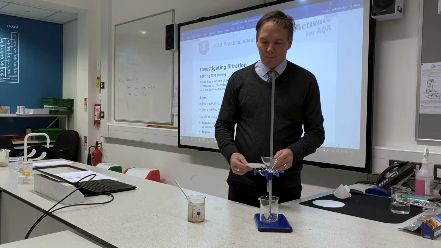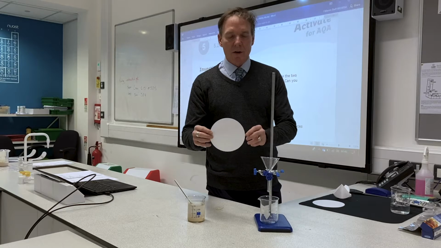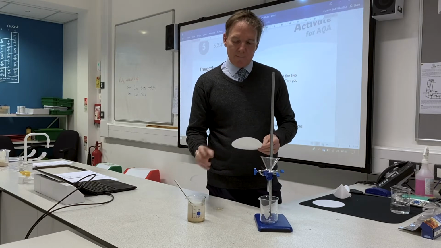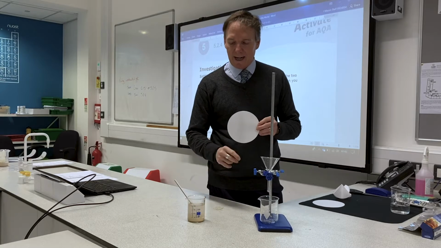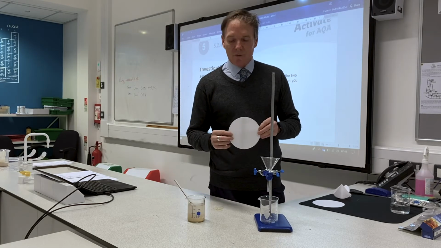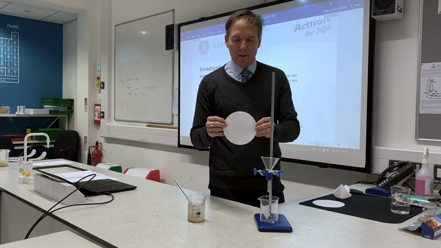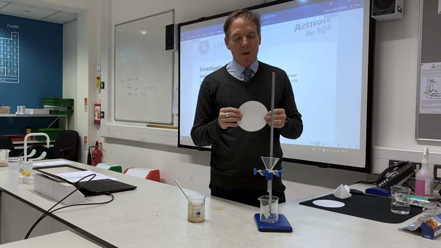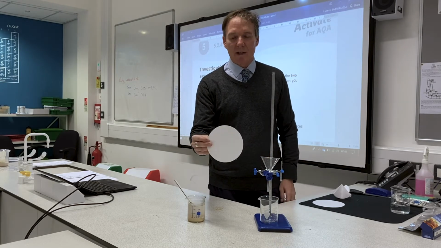Now here we have our filter paper, and you can see it's just a nice circle of paper. Now, how does this work? How do we get the sand out of the mixture of sand and water? We're using the filter paper. So first of all we're going to make sure that it can fit in there. So we're going to have to fold it up.